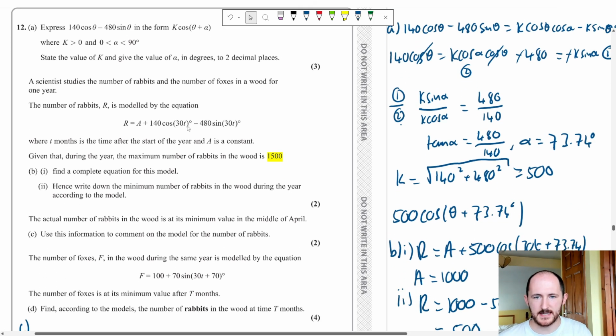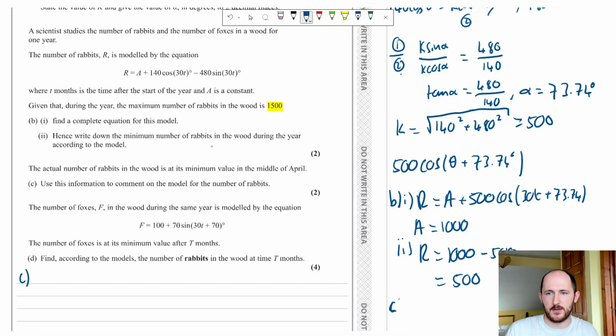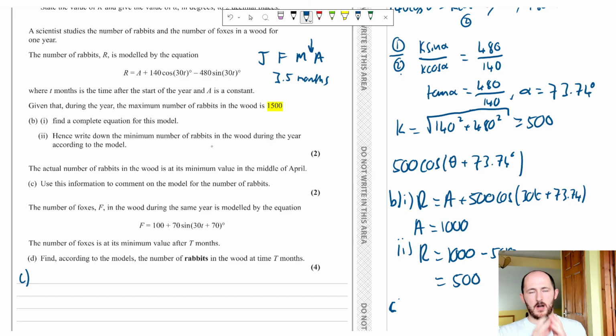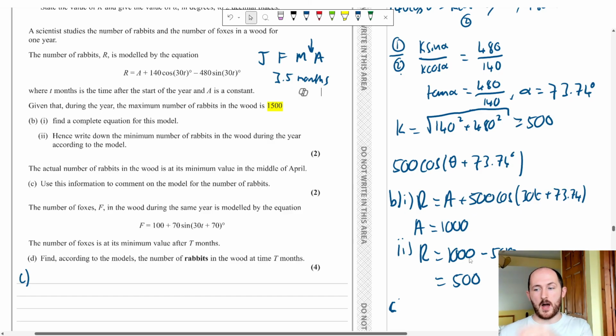Well, if you remember, t is the number of months after the start of the year. And if you know your months of the year, it's January, February, March, April. So if we're in the middle of April, then that's 3.5 months after the start of the year. So if I sub in t equals 3.5, I should get a number very close to, if not equal to, 500. So let's have a look.